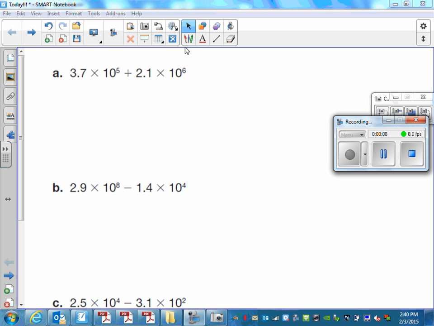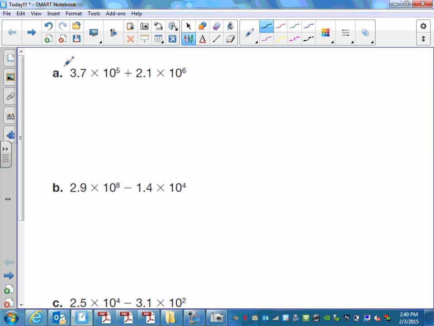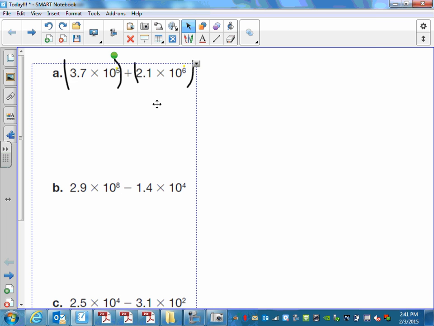So when we look at this, we see that we have these two different scientific notations. One is 10 to the 6th, one is 10 to the 5th. The problem is that the 6 is not the same as the 5. So we take the smaller one, which would be the 5, and we have to write 10 to the 6th as a power of 5.